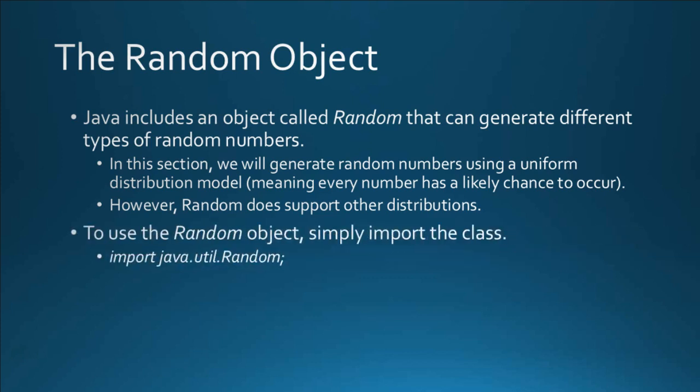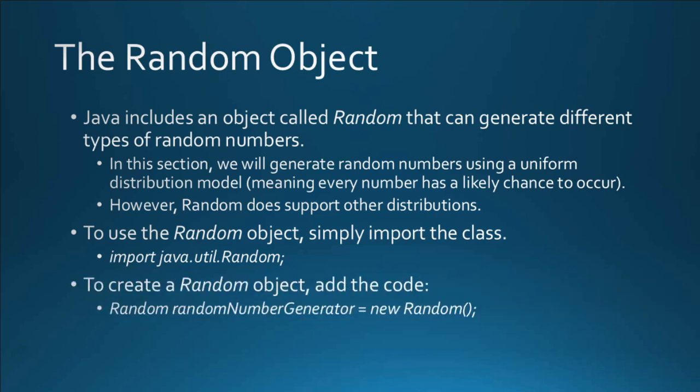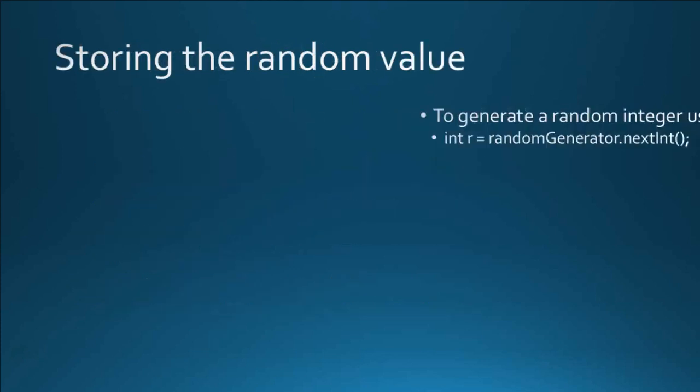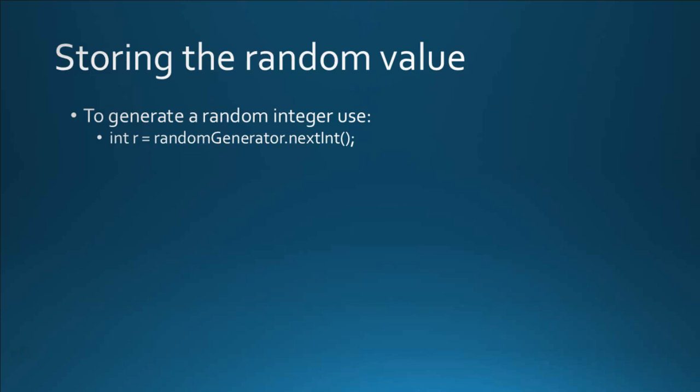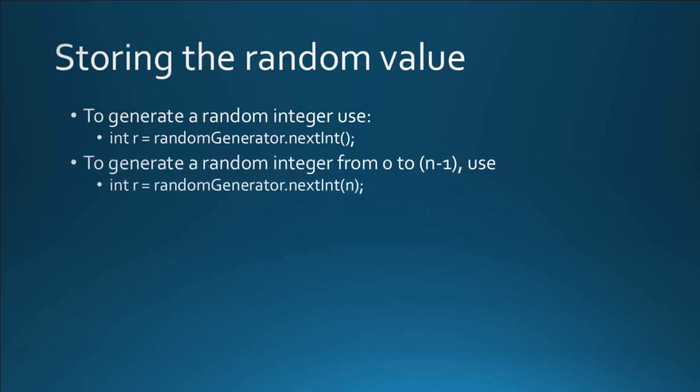If we want to use a random object, we simply import the class, import java.util.Random. To create a random object, we add the code randomGenerator equals new Random. If we want to store the random value, so let's say we want to generate a random integer, we can use int r equals randomGenerator.nextInt. If I want to specify that I want that random integer to go from 0 to n-1, I just use int r equals randomGenerator.nextInt(n).